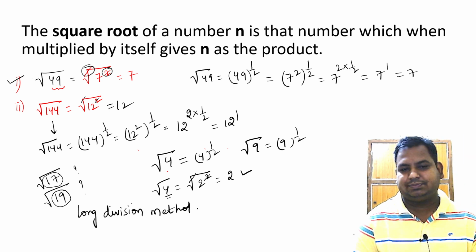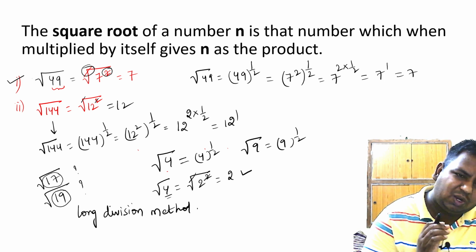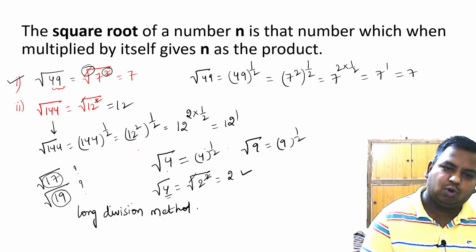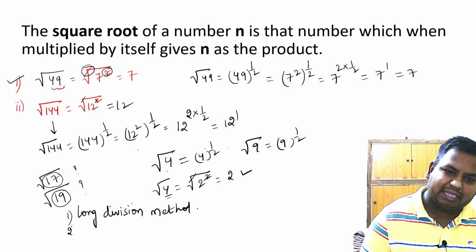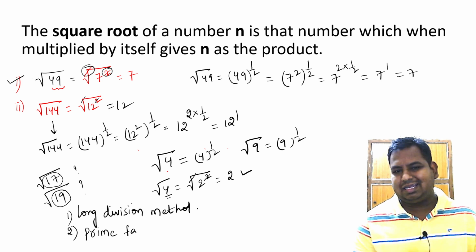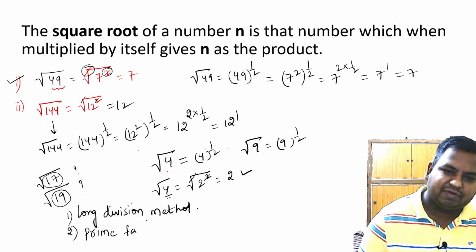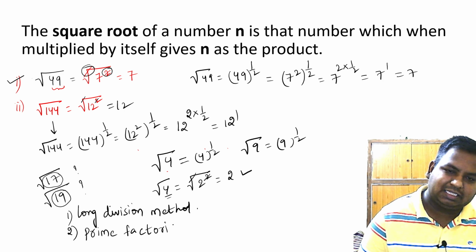Did you get me? Okay. Now, you may get one more doubt. Sir, do we have only one method to find square root? No, we have one more method, the prime factorization method. Sir, will you teach prime factorization method today? No, I'll teach it in the next video or in an upcoming video. There are two methods by which we can find the square root. One is prime factorization method, and the other is long division method.